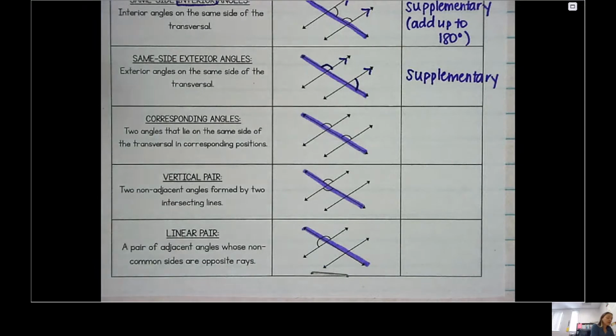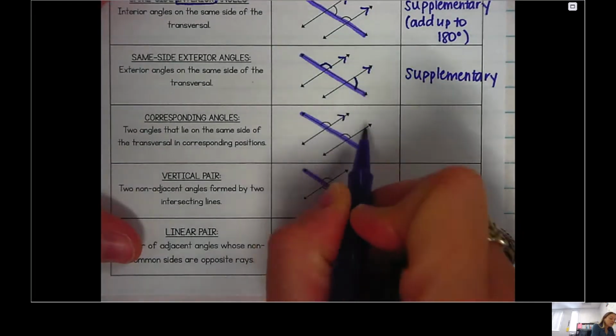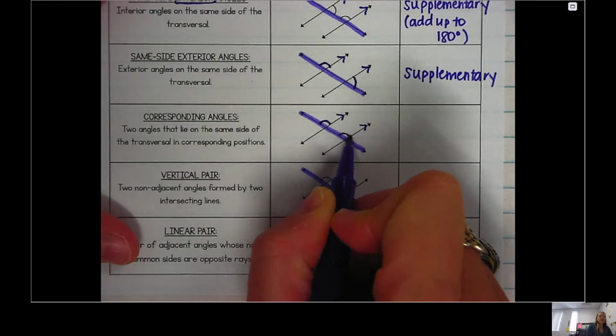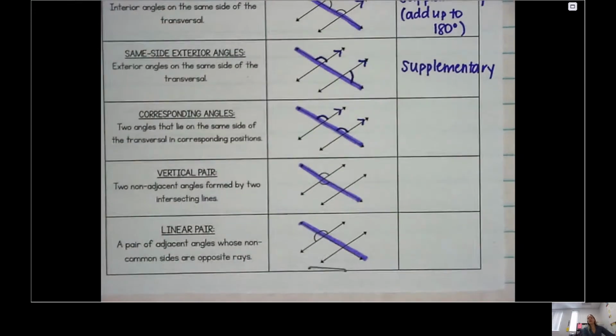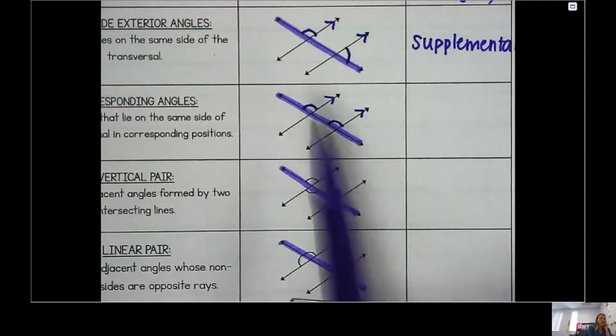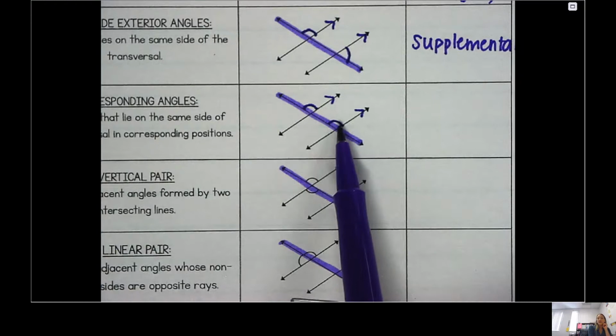Okay. So again, I've got my parallel lines. Thank you. And this time, what do you notice about the two angles? Are they on the interior? Are they on the exterior? Or are they both? They're both this time. One's on the exterior, one's on the interior.